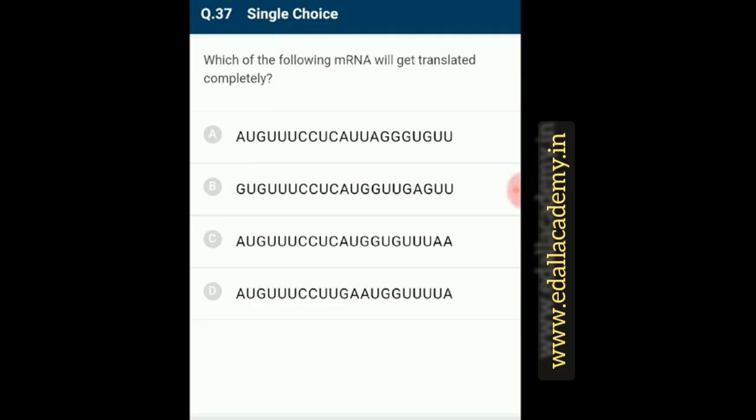The AUG triplet is the initiator codon whose presence is a must at the start of the sequence to initiate the translation process. Without AUG, translation for that sequence will not occur. Also, AUG codes for the amino acid methionine. So the answer for this question is option C.